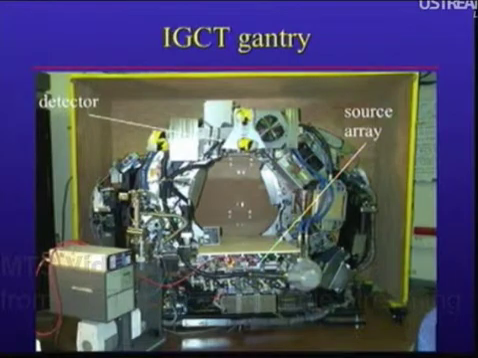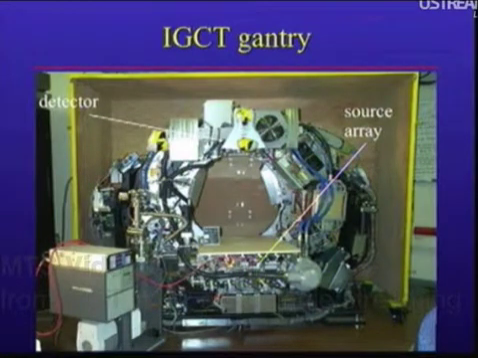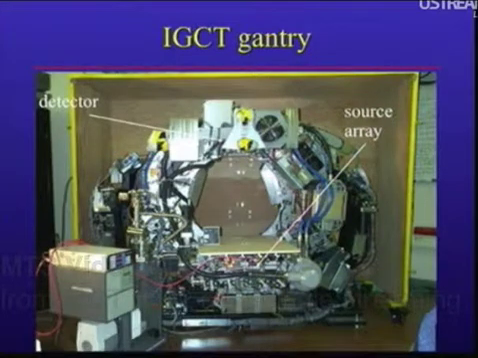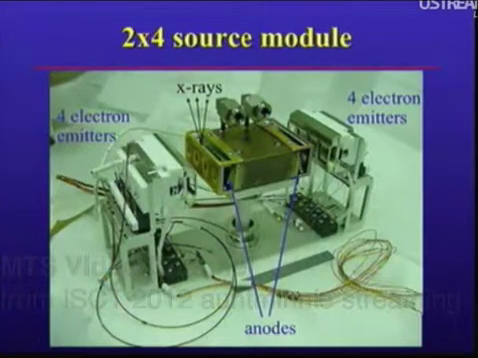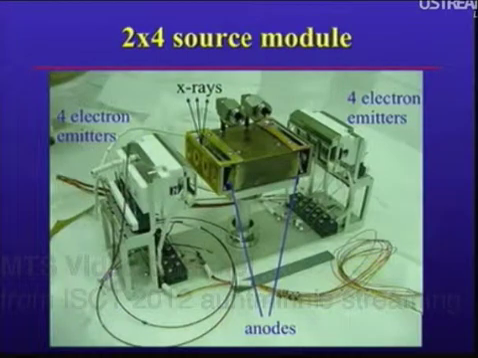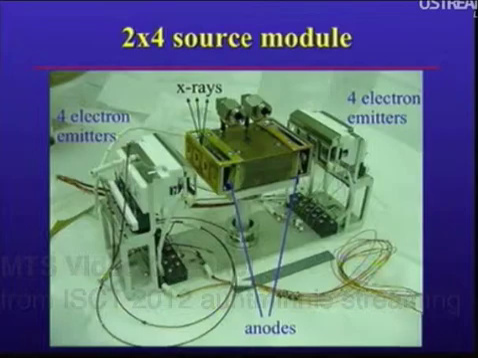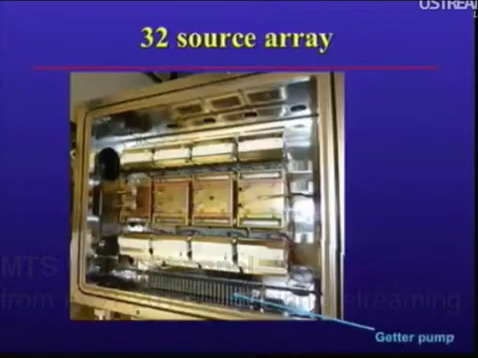This is what the scanner looks like. It has a source array that you see on the bottom, the detector array on top. Looking at the source array, it's built out of source modules. Each module has 8 sources in it. There are 4 electron emitters and then 4 X-ray tube targets in the central part, and the X-rays come out the top, as you see there.